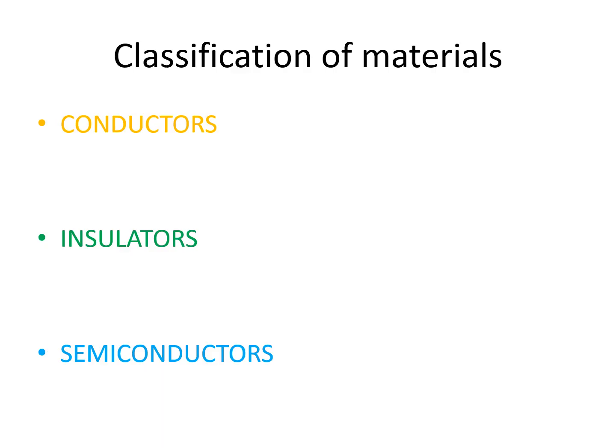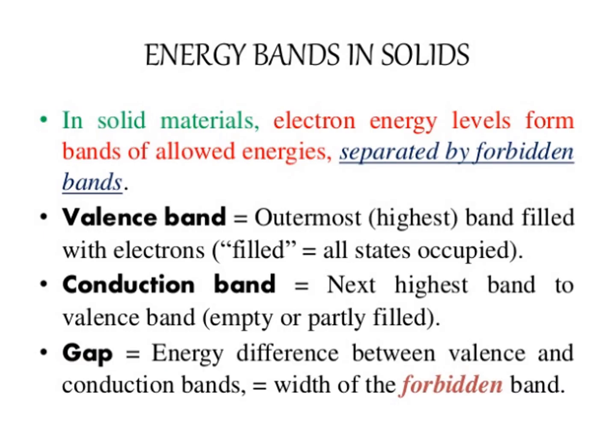The classification of materials. Classification means depending upon one property; based on that one property, we can classify. Like that, based on the ability of conduction, the materials are classified into conductors, insulators, and semiconductors. So, we can classify those materials using the bands in the solids.